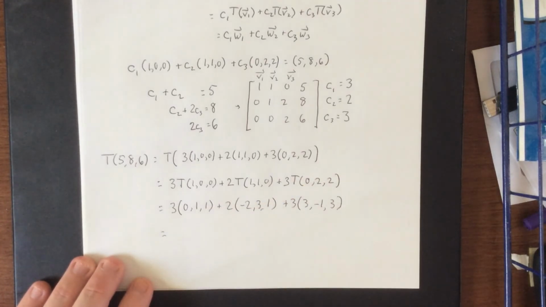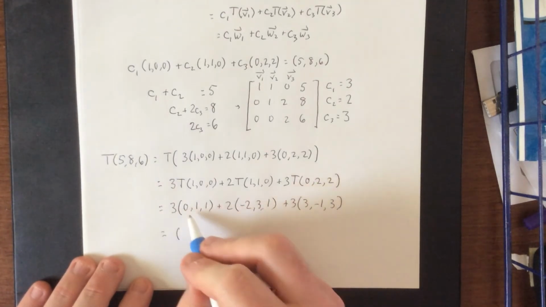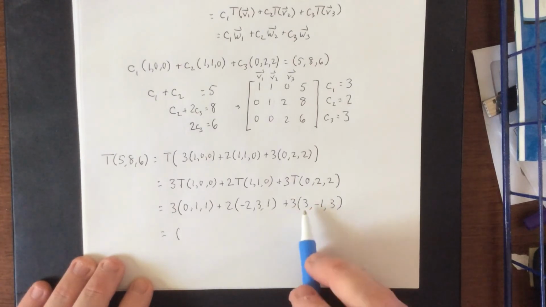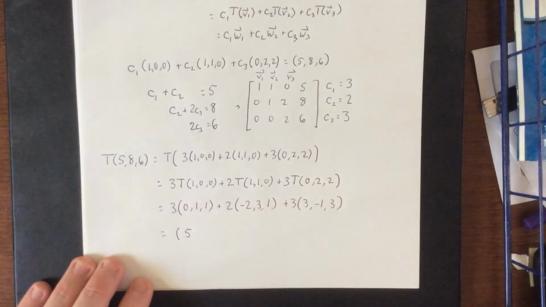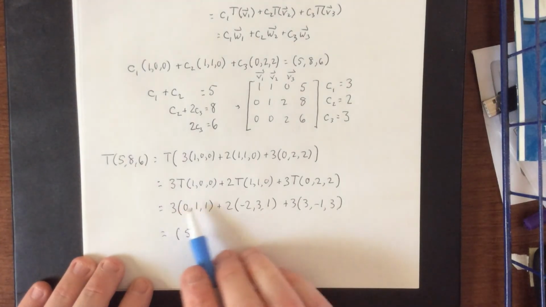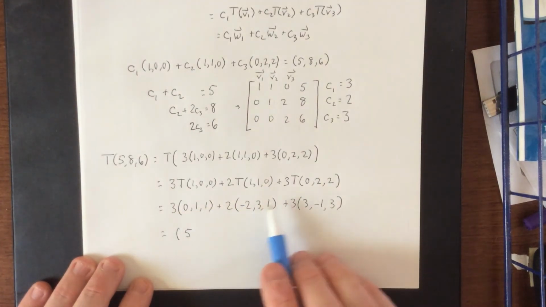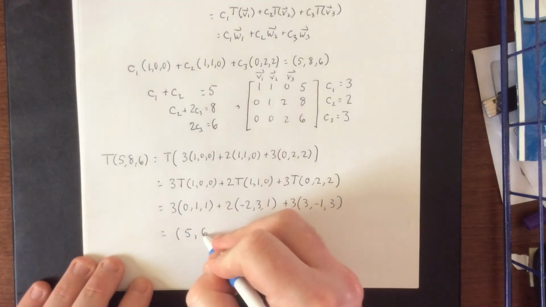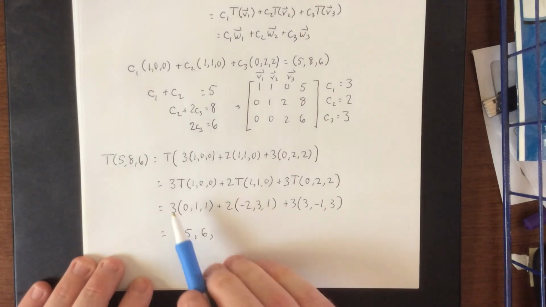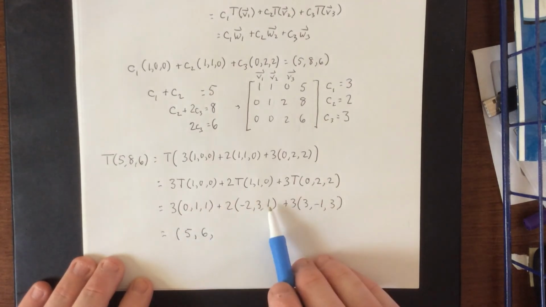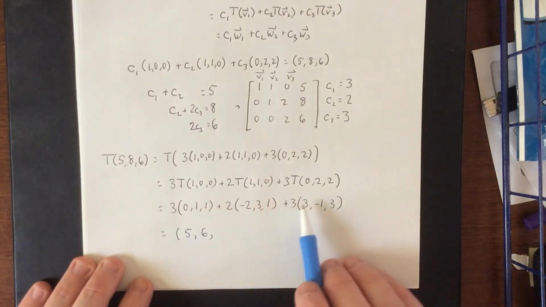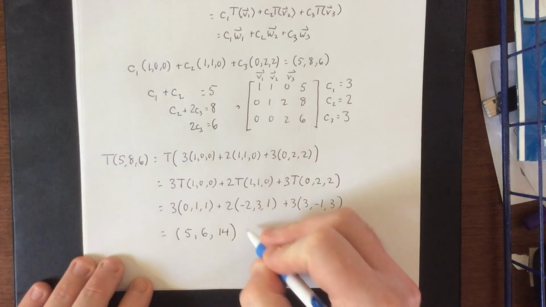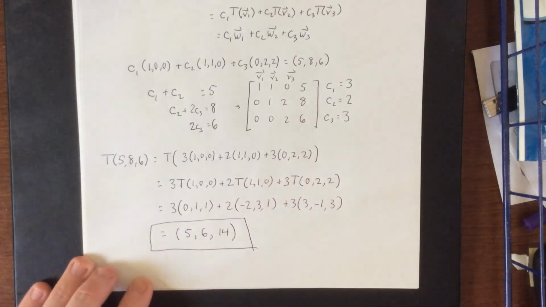Let's go one component at a time. For the first component, I'm seeing 3 times 0, 2 times -2, and 3 times 3. That's 0 minus 4 plus 9. That'll be 5. For the second, 3 times 1 is 3, 2 times 3 is 6, 3 times -1 is -3. We can cancel the 3s to get a 6. And for the third component, 3 times 1 is 3, 2 times 1 is 2, plus 3 is 5, 3 times 3 is 9, plus the previous 5, that'll be 14. So here is the image of our vector.